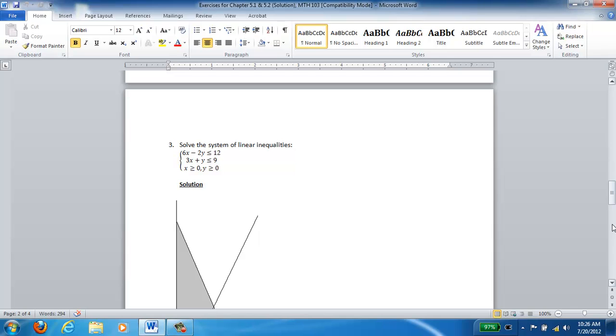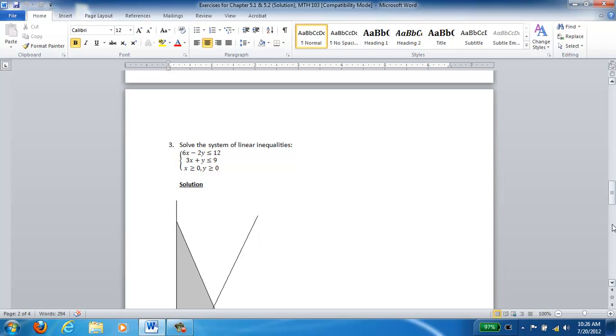Number 3, solving a system of linear inequalities. This one is formed of 3 inequalities: 6x minus 2y less than or equal to 12, 3x plus y is less than or equal to 9, x greater than or equal to 0 and y greater than or equal to 0. So this actually is made up of 4 inequalities.